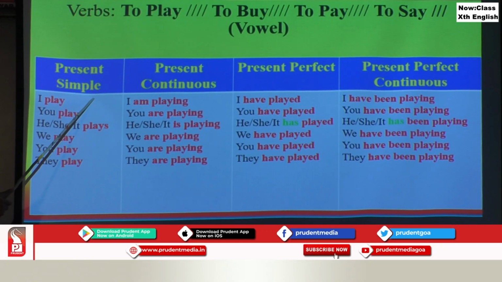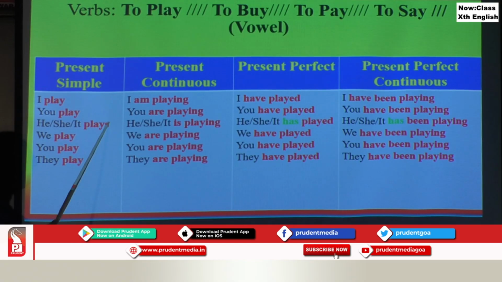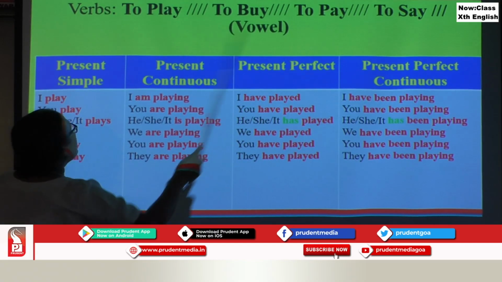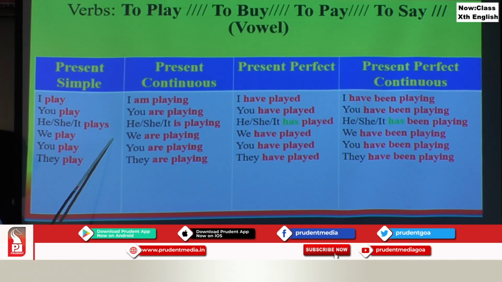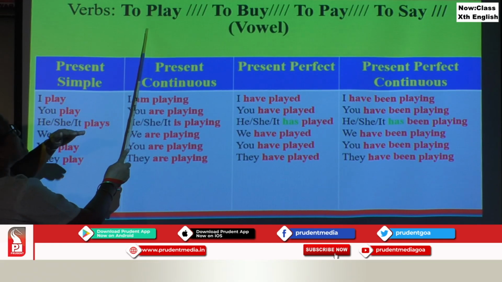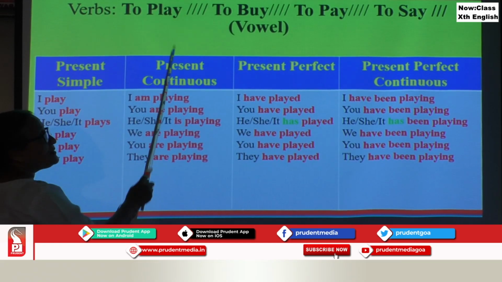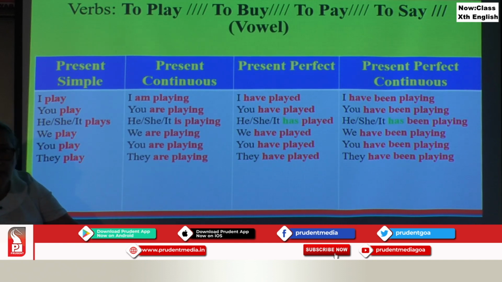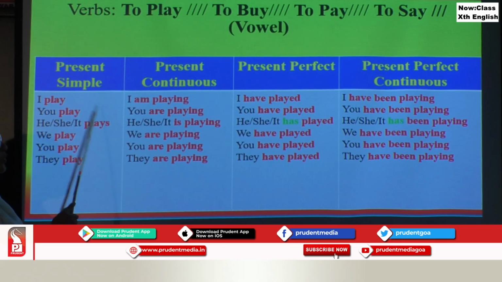I'm talking about present simple. Pay, I pay, you pay, he, she, it pays. Simple present. I say, you say, he, she, it says. That's the only change here. And I will take you to the next slide where there will be no vowel, but it will be a consonant, but yet the verb is ending with Y. The rule here will change.